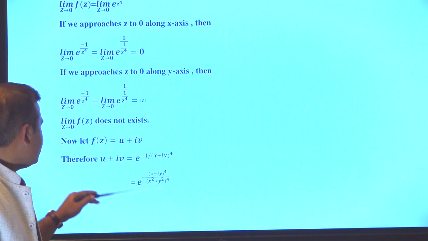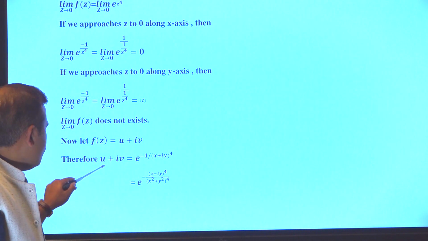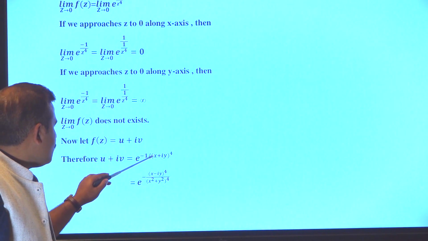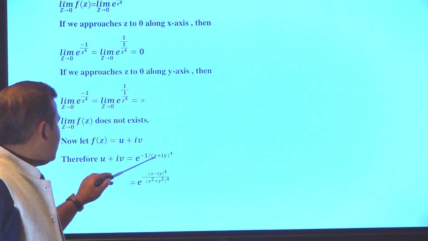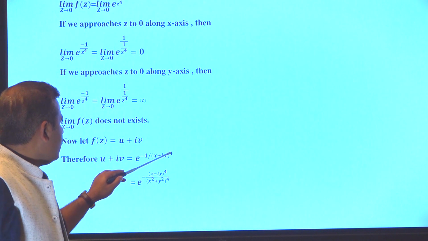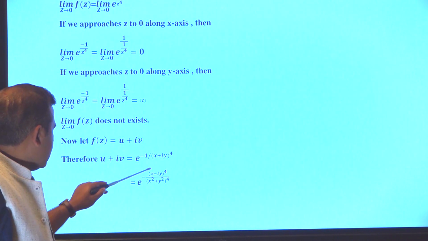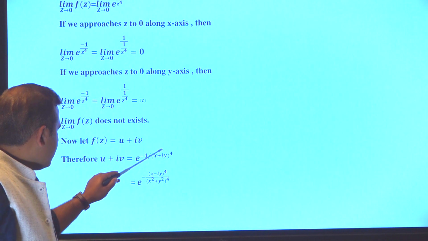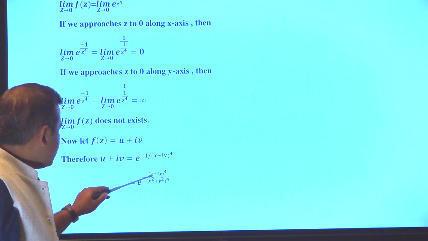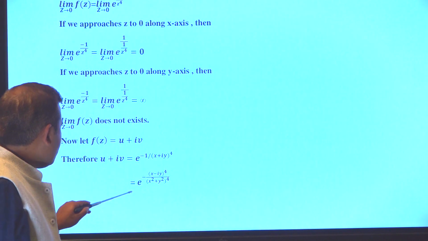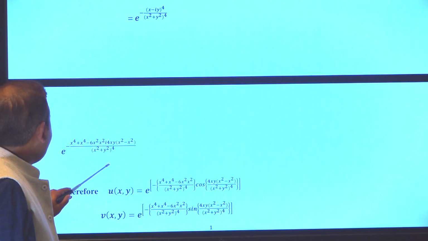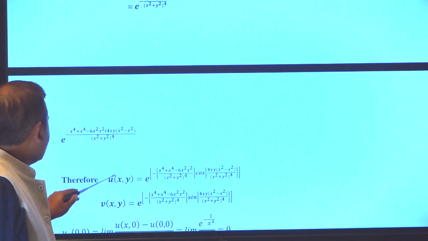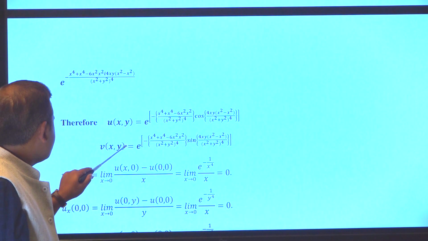Now come to the another point. f(z) is u plus iv, so u plus iv becomes e to the power minus 1 divided by (x plus iy) whole to the power 4. So just simplify this part by multiplying the conjugate, this result becomes minus of (x minus iy) whole to the power 4 divided by (x square plus y square) whole to the power 4. After comparing real and imaginary parts, u is this one and v is this one.